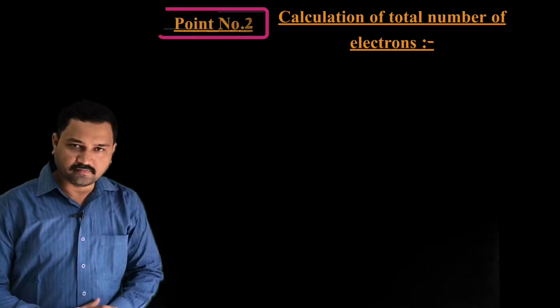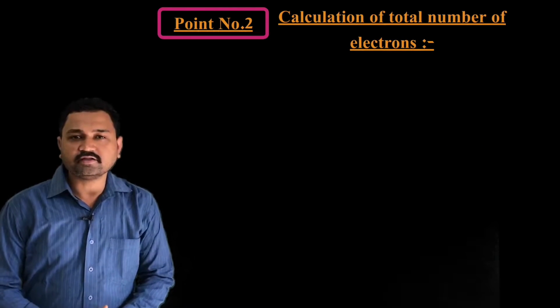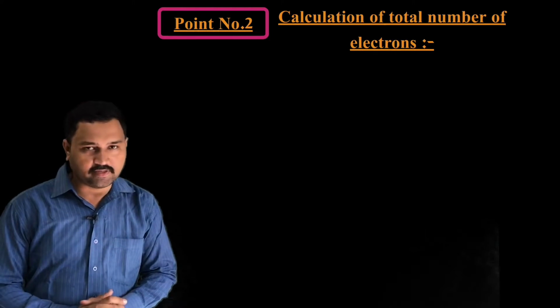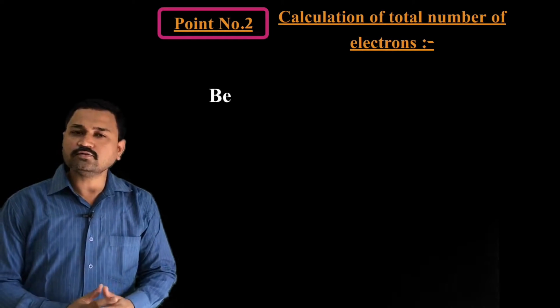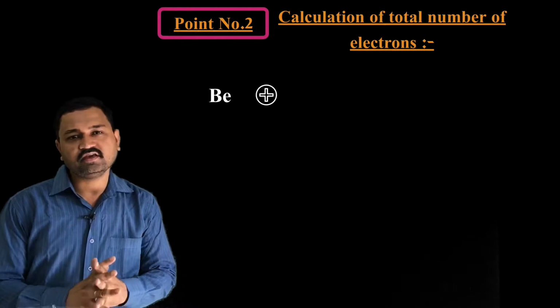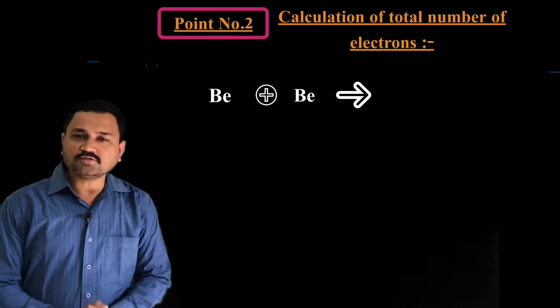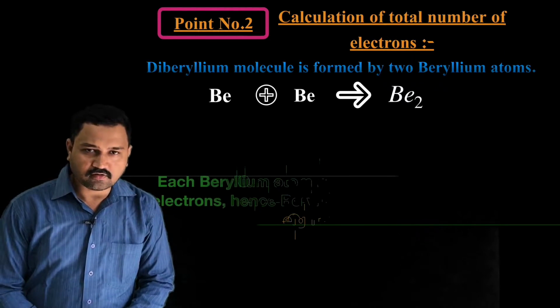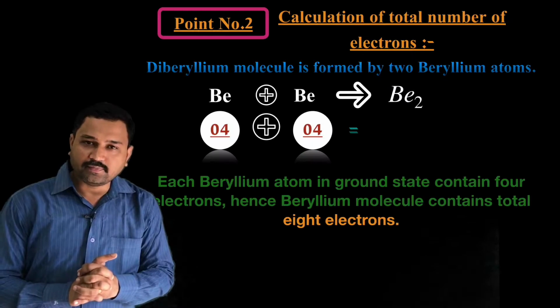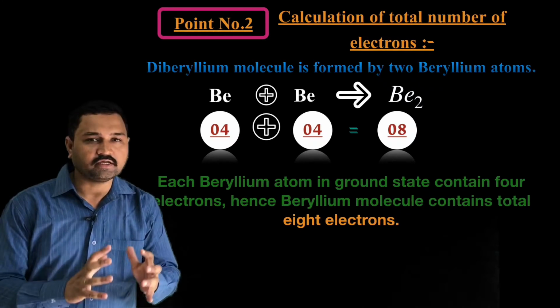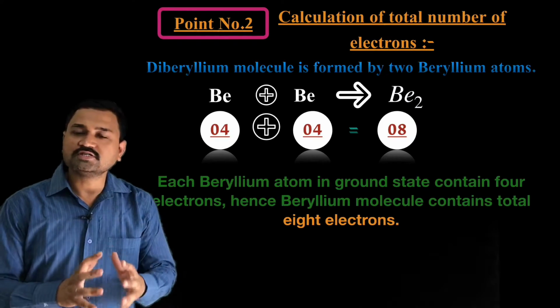Now point number two, which is regarding the calculation of the total electrons in the diberyllium molecule. We know that the diberyllium molecule is formed by 2 beryllium atoms, and each beryllium atom contains 4 electrons. Hence your diberyllium molecule consists of a total of 8 electrons, which we are going to distribute in the molecular orbitals of diberyllium.